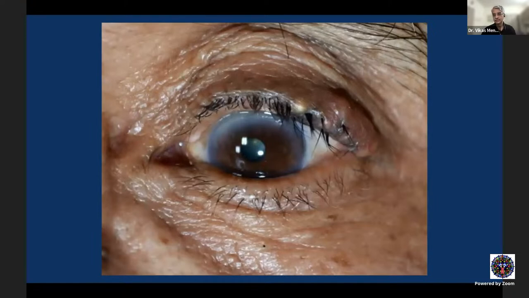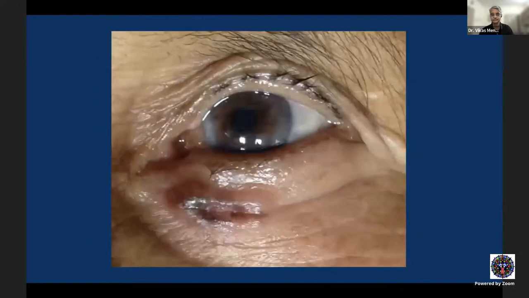So this was basically not a sebaceous gland carcinoma, but a basal cell carcinoma. That's the other common type of eyelid malignancy that we see. In India, most common remains the sebaceous gland carcinoma, and the second most common would be basal cell carcinoma.